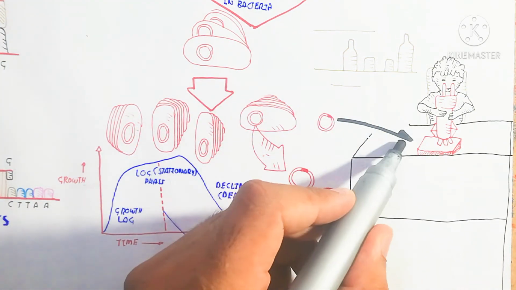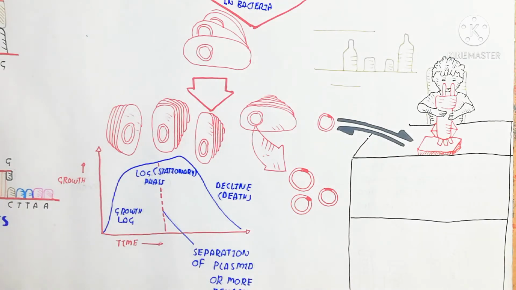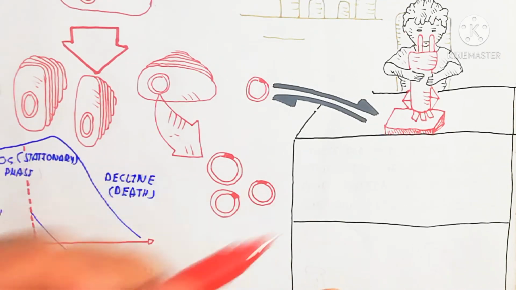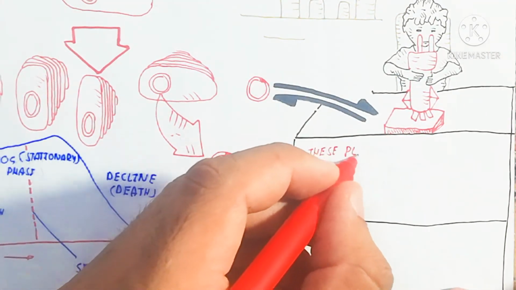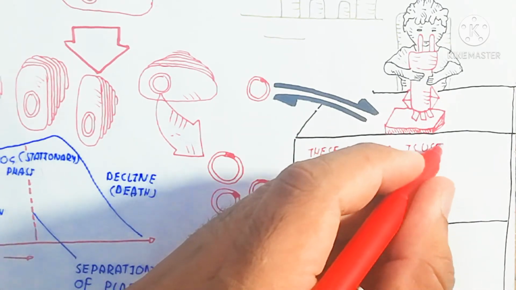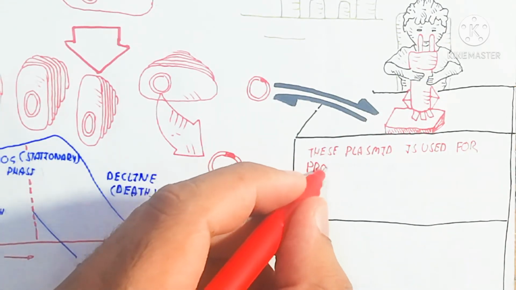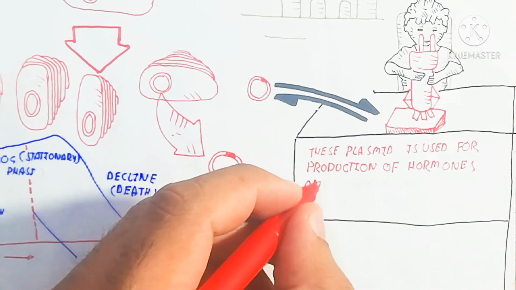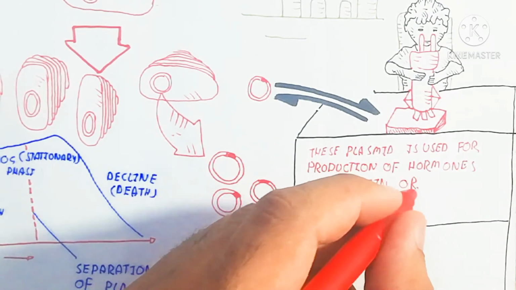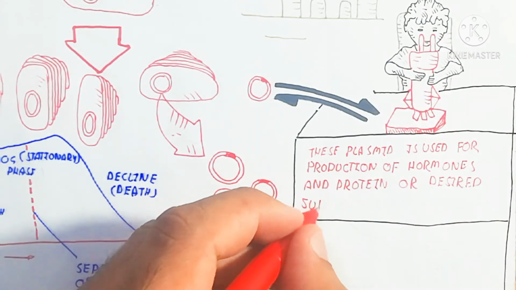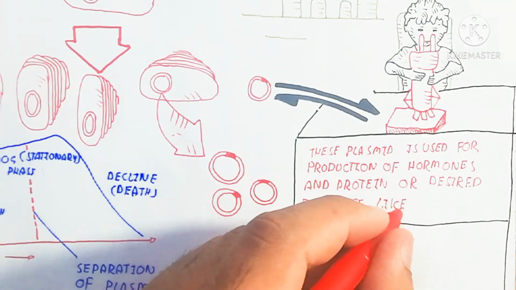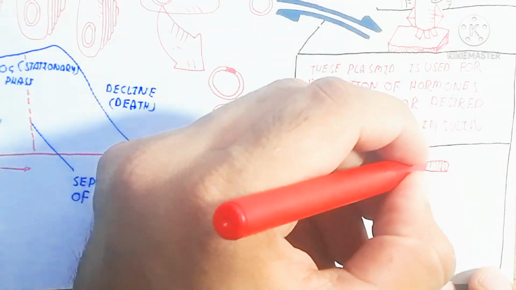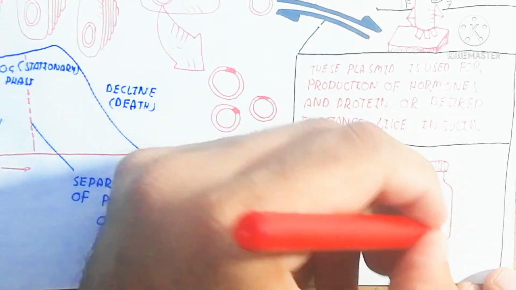It is also used in research, by separating the plasmid to check the segment, different copies of the segment, which is a clone of the gene that we inserted, for checking or producing the substance. So when we take it into the lab, these plasmids are used for the production of hormones, proteins, or desired substances like insulin. So testosterone, growth hormone, insulin, proteins, as well as other substances, are all produced by this mechanism.